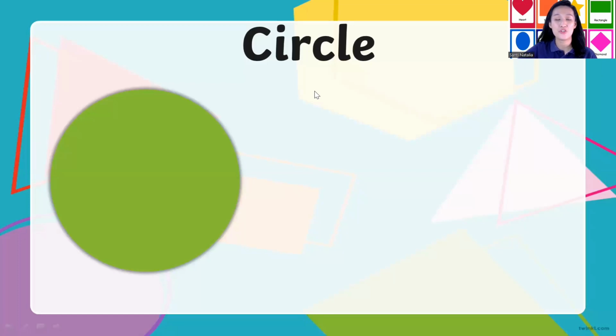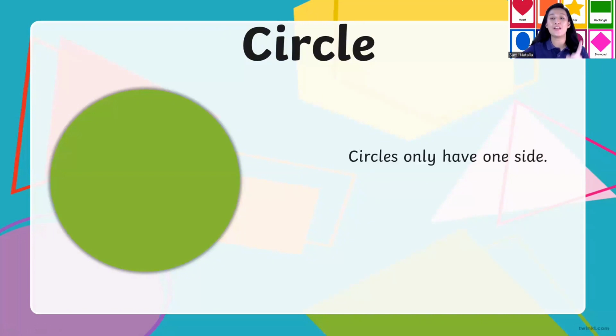Now, this is the first shape, children. This is a circle. Can you say circle? Circles only have one side and no corners. Now, can you find the circle on your card? Circle, where are you? Yes, this is a circle. Now look and see, children. Circles only have one side and no corners.